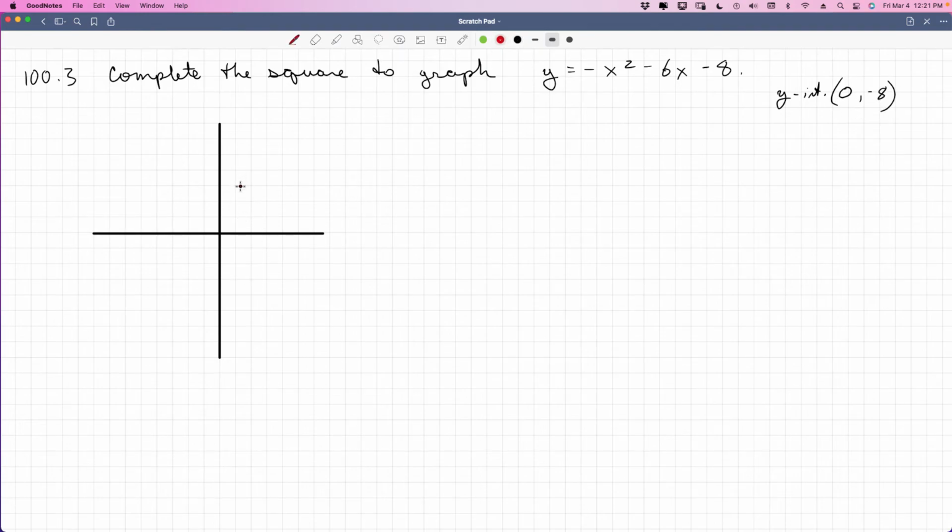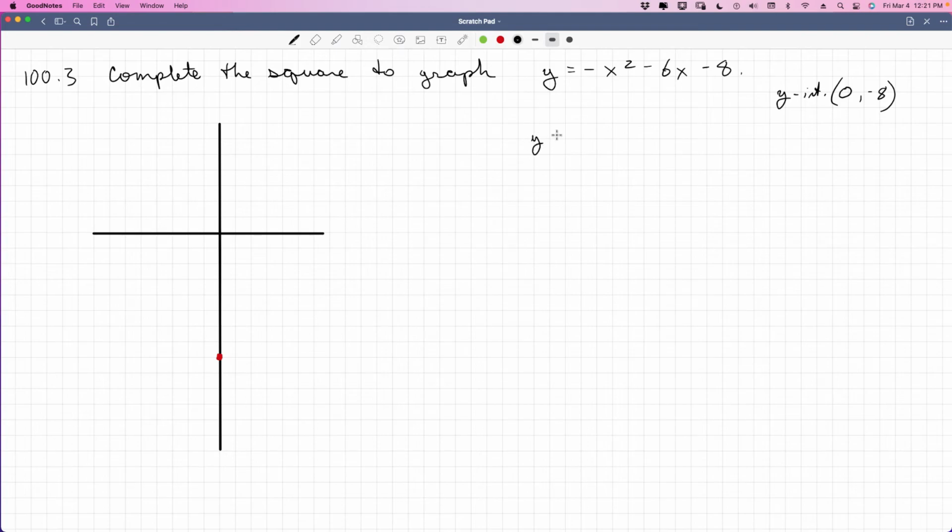So let me make sure I've got this long enough. 1, 2, 3, 4, 5, 6, 7, 8. Just barely long enough. Let me elongate this just a touch so we can make sure we get all the graph that we need. There we go. That should help a lot. All right, so now we're going to complete the square to find the rest of the parts.